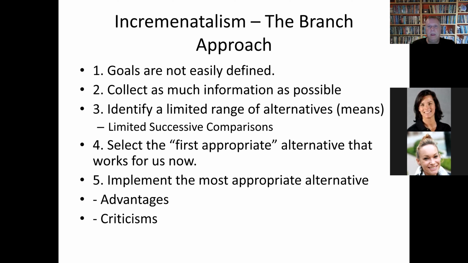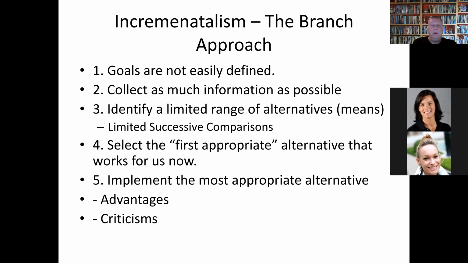We may not be able to get agreement of most of our stakeholders on what the real goal of this policy is. Not only do we have unclear goals, but we have the inability to collect as much information as we were collecting under rational comprehensive. We cannot collect all of the information. We'll collect as much information as our limited resources will allow. Since we're only collecting limited information, we cannot put together a full range of alternative solutions or strategies. Instead, we will put together a limited range of alternatives.